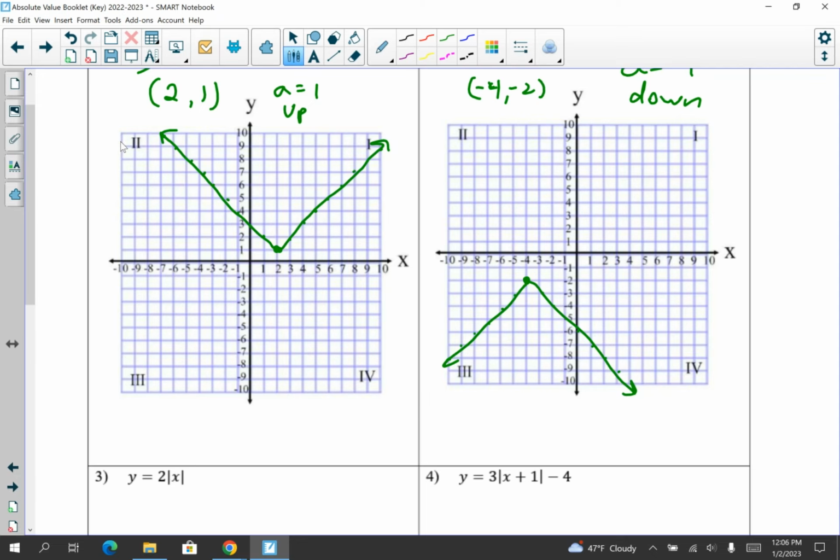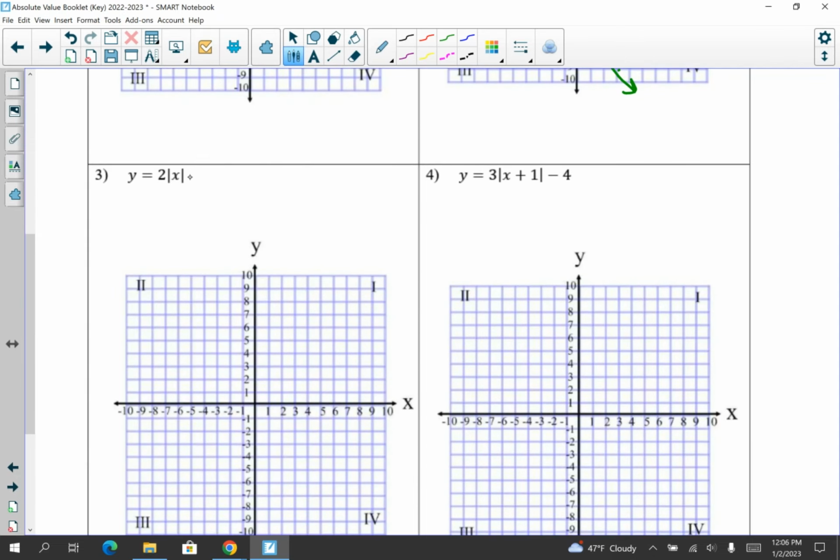All right, let's get a little interesting here on number 3. Notice there's nothing being added or subtracted inside the absolute value and nothing outside. So that tells me our vertex is going to be at the origin. Okay, our a equals 2, which is positive, so it's going to open up, and then a slope of 2, so we're going to go up 2 to the right 1. And then to make that other symmetrical side, we're going to go up 2 to the left 1.